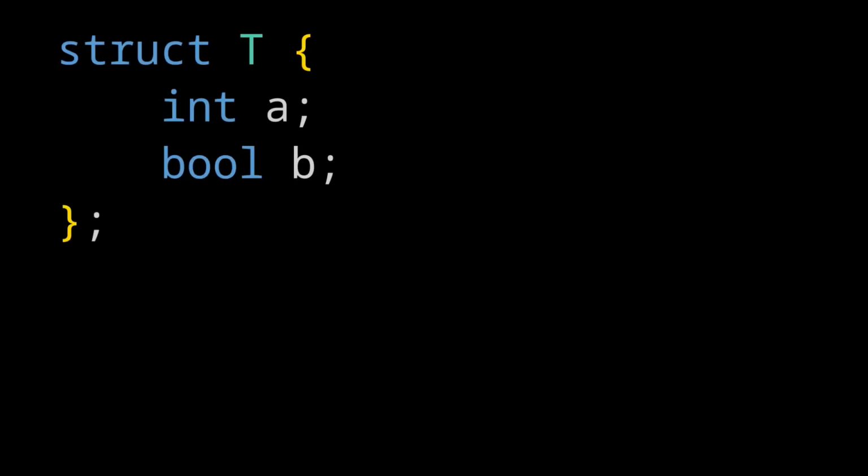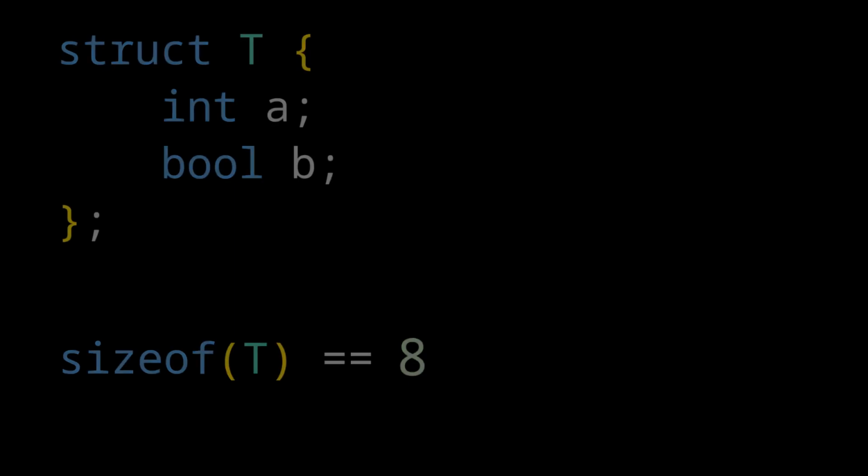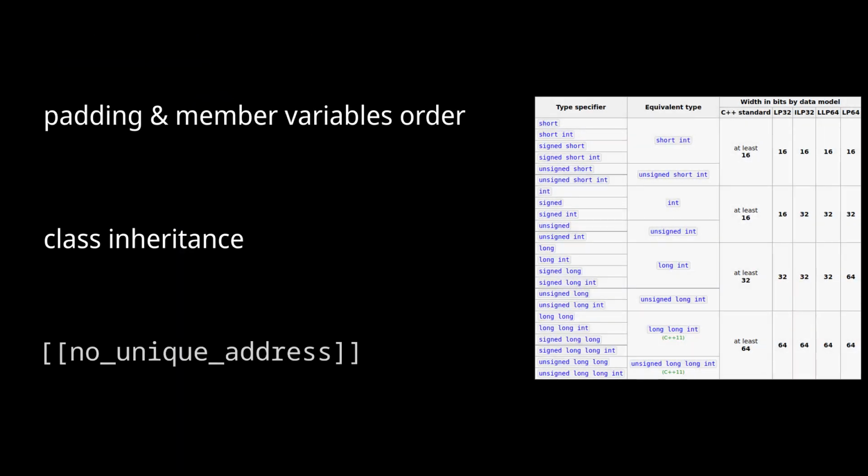For example, what is the size of this class? It's 8 bytes on my machine. A type size is affected by padding and member variables order, class inheritance, and target machine. Also, there's no need to refactor parameter passing when code changes.